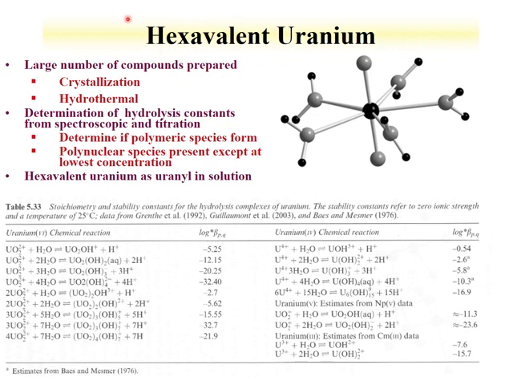Uranium-6, hexavalent uranium, is the most common uranium oxidation state in solution. And from solution species, a large number of compounds have been prepared, either by crystallization or hydrothermal methods. And the main species of uranium-6 in solution is the uranyl. Here's an example of water coordinating to uranyl.